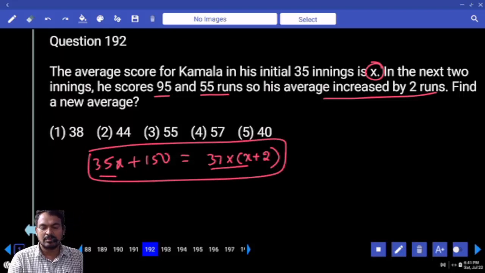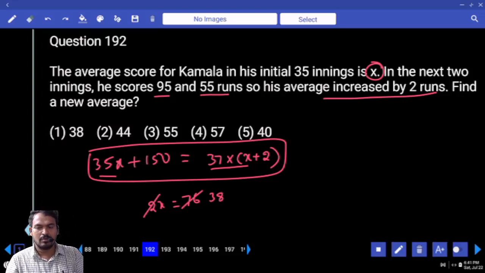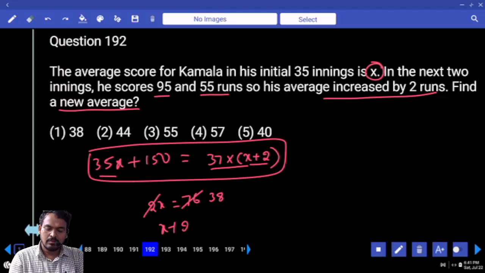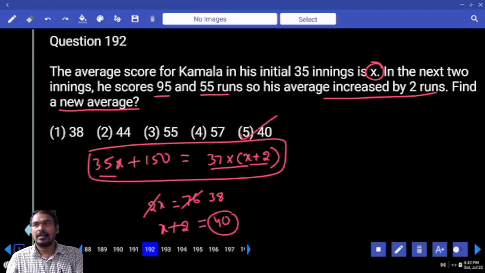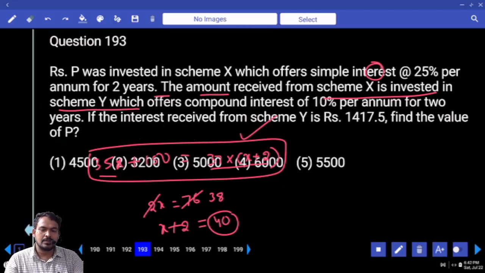35X, 37X. What is the difference? 2X. 37 into 2 is 74. 150 minus 74 means 76. 2X equal to 76. X value 38. X means original average. What is the question here? New average. New average means X plus 2 or X? X plus 2. What is the answer? 38 or 40? 40. Next, 193.